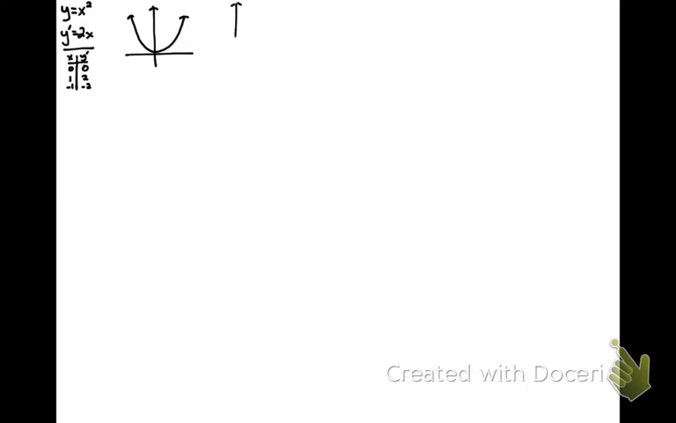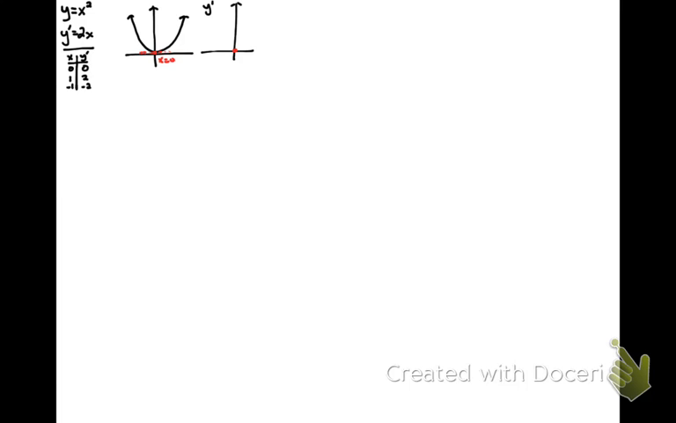Now remember that y prime is telling you information about the slope of the tangent lines at any particular x value. So I know that the tangent line at x equals 0 is a horizontal line, which means its slope is 0, which is why the value of the derivative at that point would also be 0.